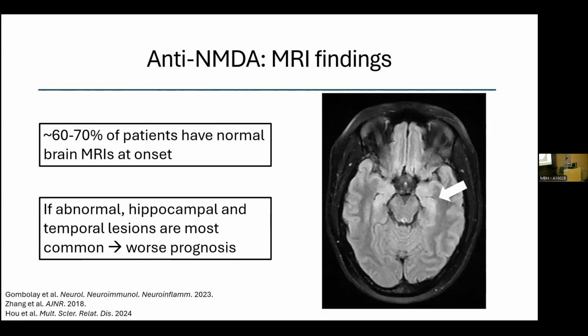If an MRI is abnormal, usually you'll see FLAIR hyperintensities in the hippocampus or temporal lesions, especially if they're having seizures. And this oftentimes actually portends a worse prognosis. So definitely something to keep in mind.